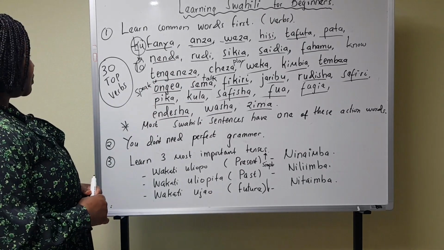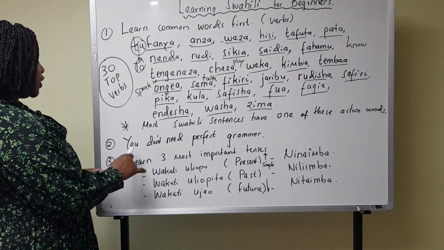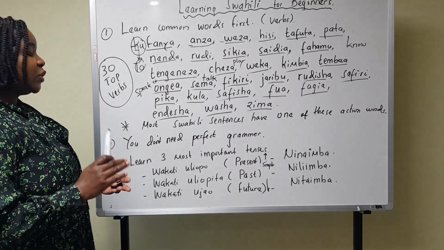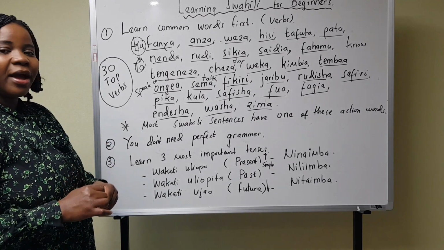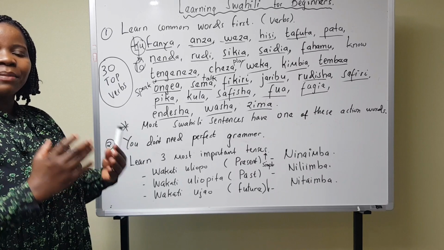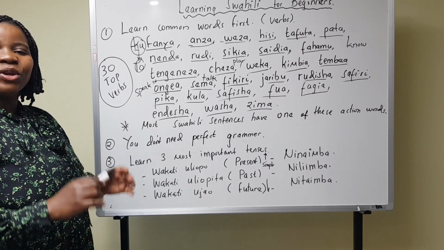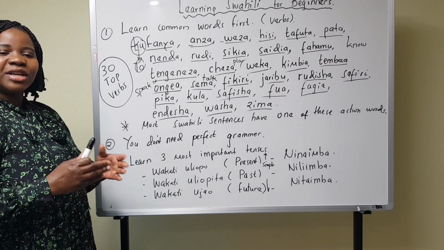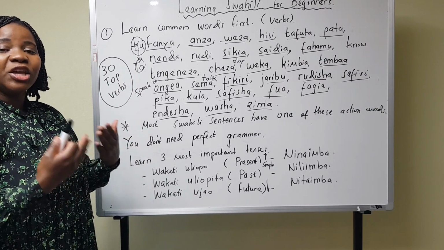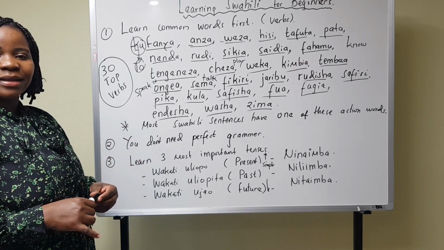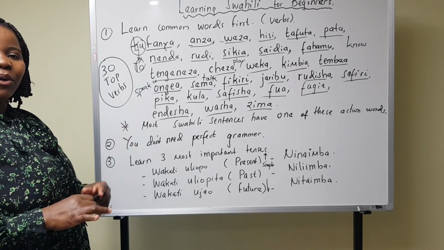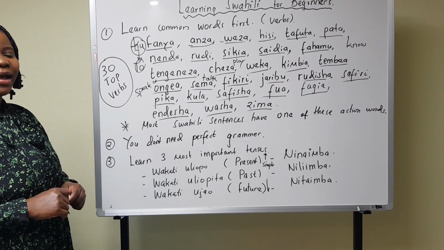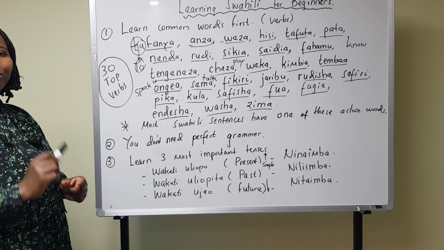Okay, tip number 2 is you don't need perfect grammar. We understand. If you make a mistake, we understand. So you don't need perfect grammar because you are a beginner. So just speak Swahili the way you know and we will understand. Okay, so don't worry about grammar. You don't need perfect grammar because you are a beginner and we understand if you make mistakes.